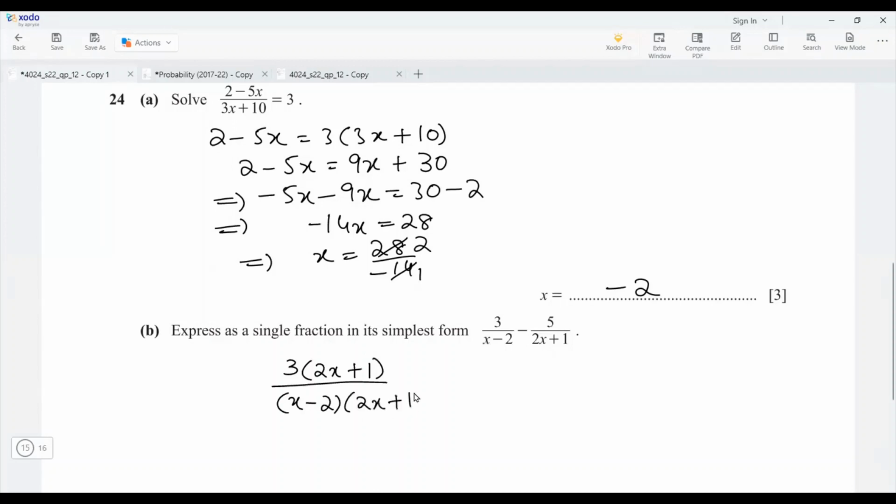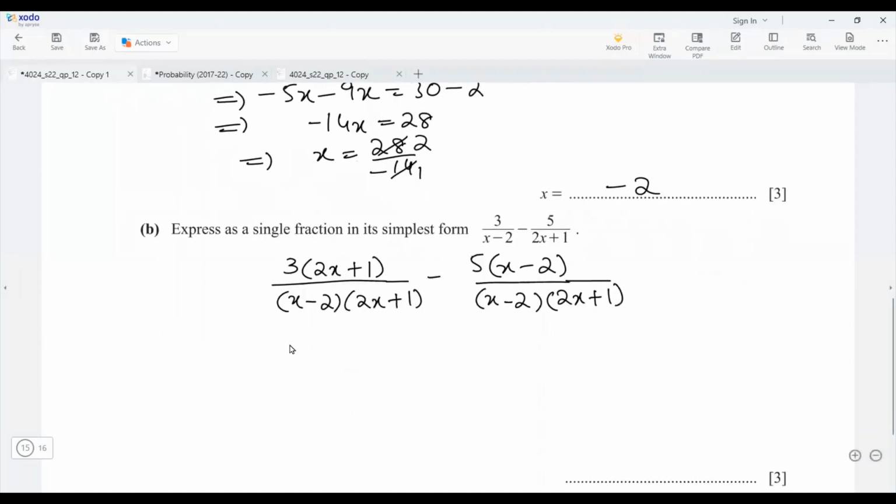2x plus 1, and then minus 5 times the opposite one, it will be (x minus 2) divided by (x minus 2)(2x plus 1). So the denominators are the same. Now we can make the numerators the same. So simply writing down one time x minus 2 times 2x plus 1, and the numerators will be multiplied, it will be 6x plus 3.